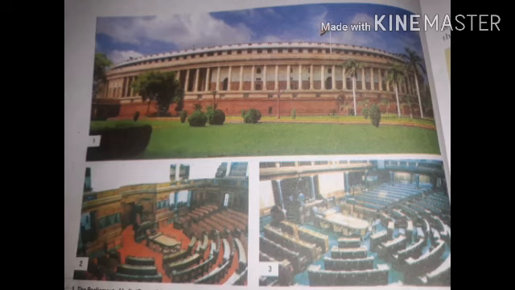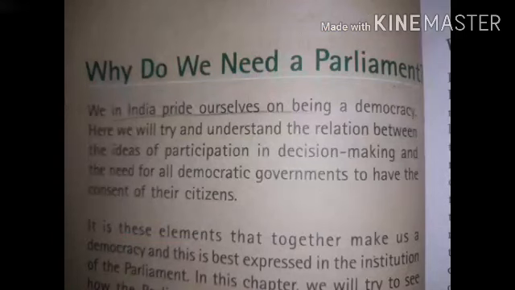Then gradually the nationalist movement began, and the nationalists began to take the courage to openly criticize the British government. Later the Indian National Congress was formed, and they demanded from the Britishers that there should be some elected Indian members in the legislature, with the right to discuss the budget and to ask questions.